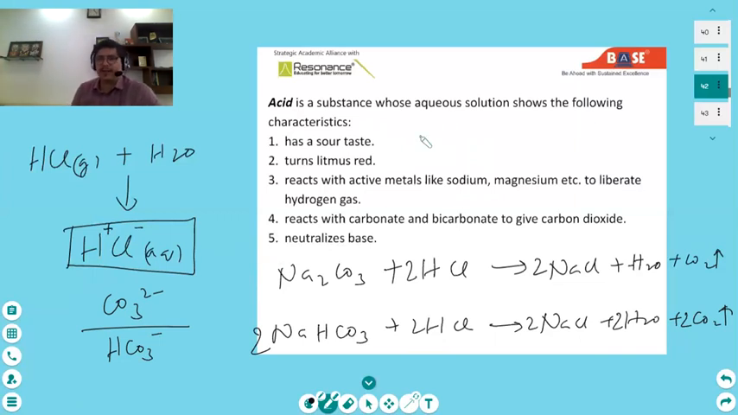And the last point: when you take an acid, I represent it as A bar, and when you take a base, I represent it as B bar. They react to give salt and water.